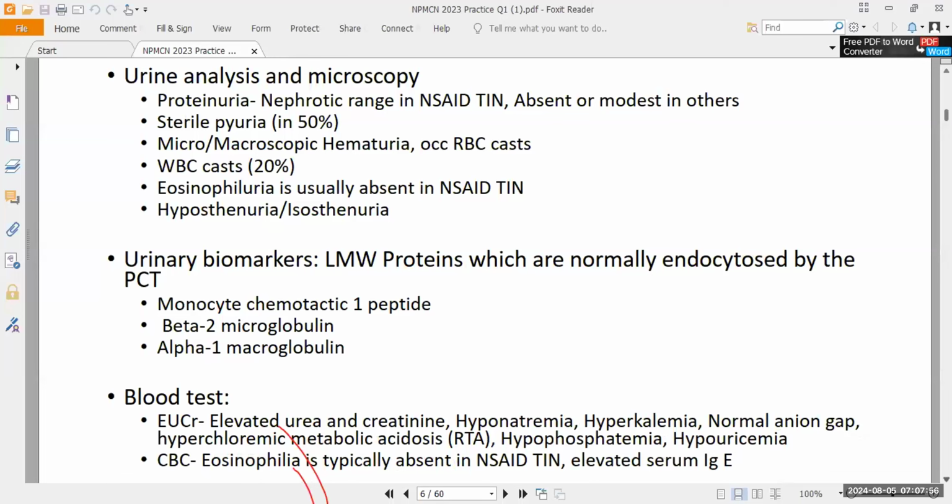On CBC, she could have leukocytosis because she could have been taking antibiotics, or infection could also be a precipitant of tubulointerstitial disease. However, eosinophilia, which is typically seen in other forms of tubulointerstitial nephritis, will be absent in NSAID-induced tubulointerstitial nephritis.